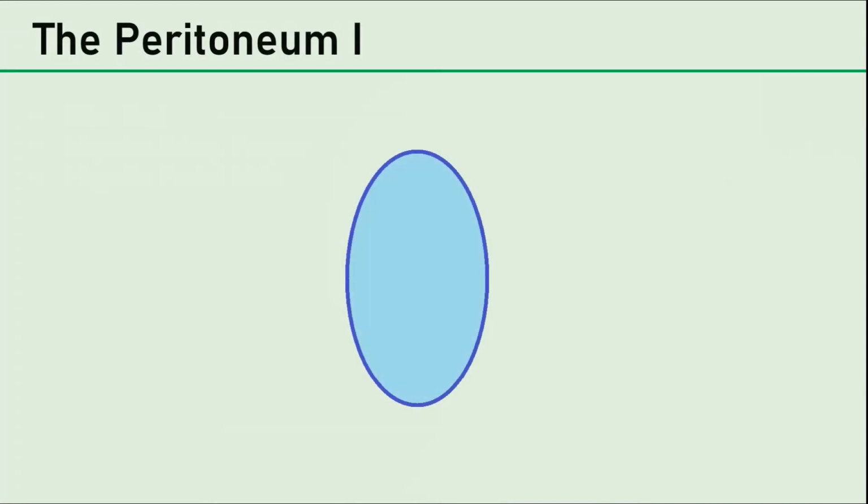So if we imagine that this is a balloon full of liquid. This is the peritoneum and it's full of liquid. So in here we have all this peritoneal fluid. And around the outside is the peritoneum, which is just a sheet of cells that forms all around our body cavity.